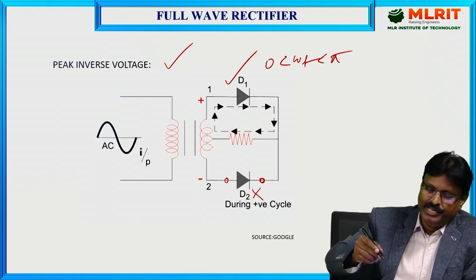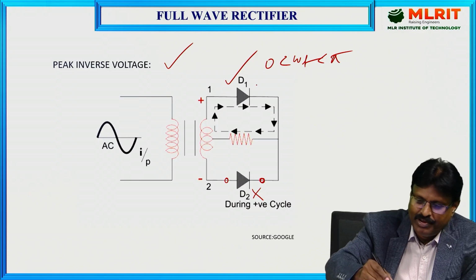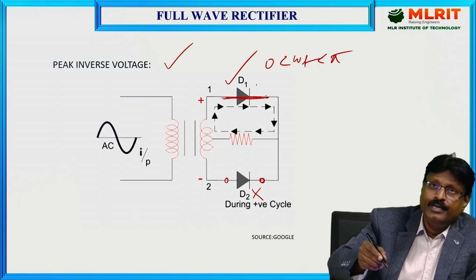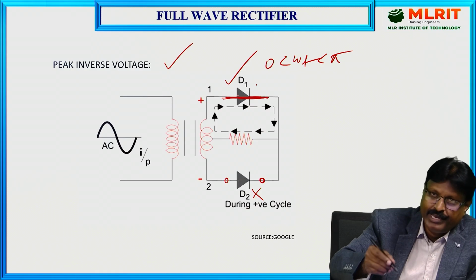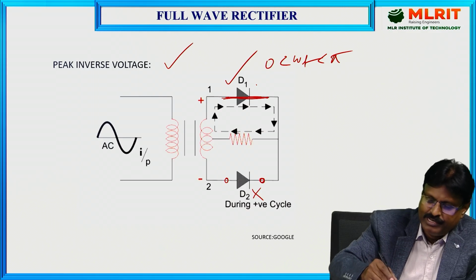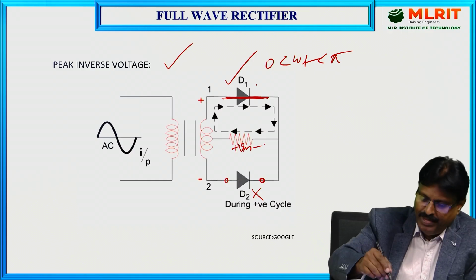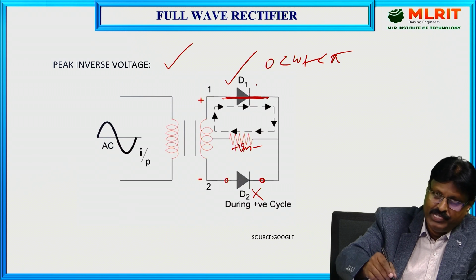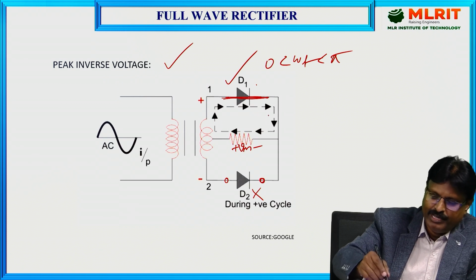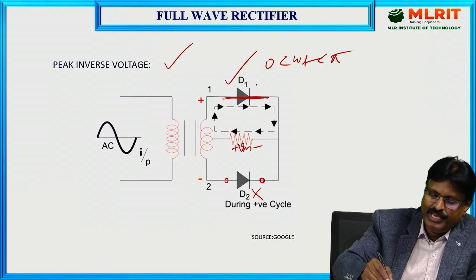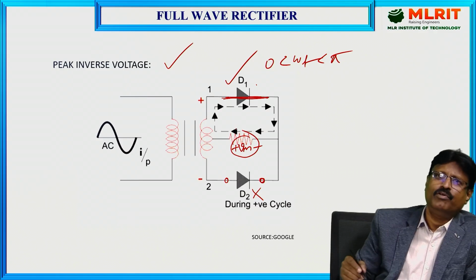As you can see, during the positive half cycle, D1 is forward biased. Whenever it is forward biased, it behaves like a short circuit and a current will flow in this direction. So a voltage will be developed across this load resistance, let it be Vm, the peak value. So whenever D1 is forward biased, current will flow through the diode and through the load resistance RL, by which a voltage Vm will be developed across the load resistance RL.